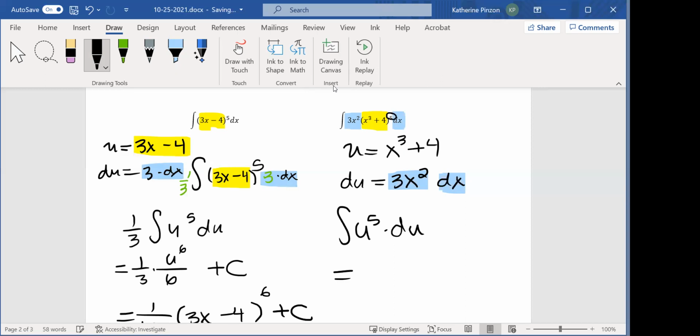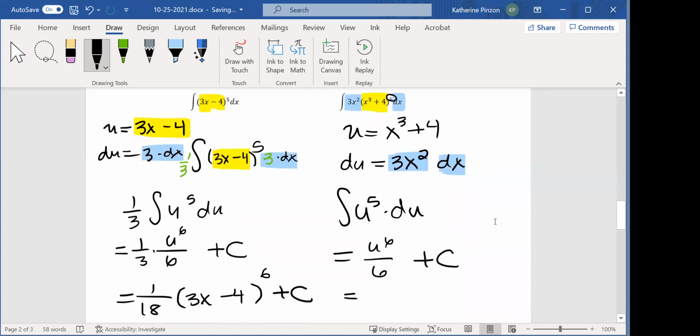Okay, now I have to take the antiderivative. Don't forget to take the antiderivative, right? So what's the antiderivative of u to the 5th? u to the 6th over 6 plus c. Okay, can I end like that? No, if I have x's when I start, I need x's when I end. So how am I gonna write that, guys? Perfect.